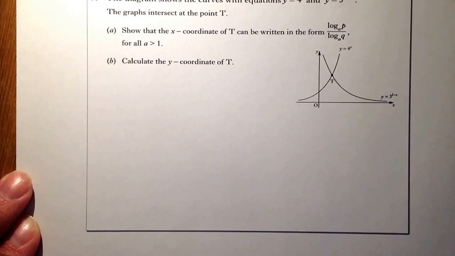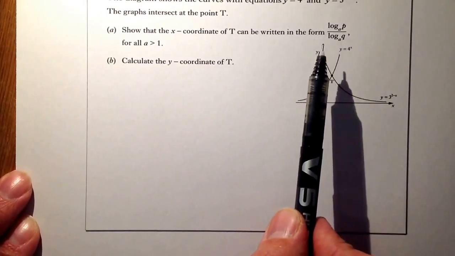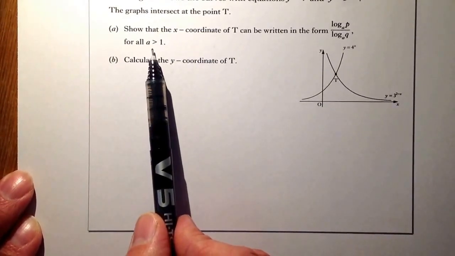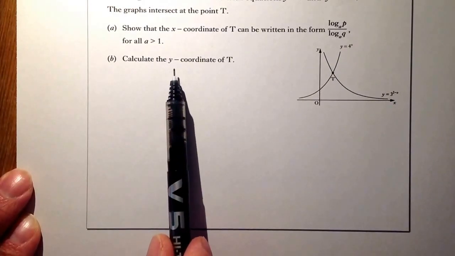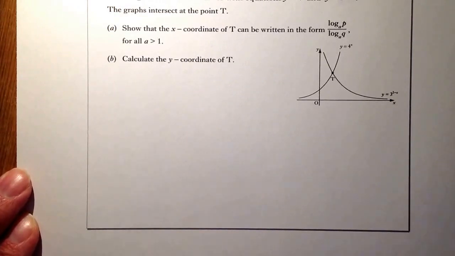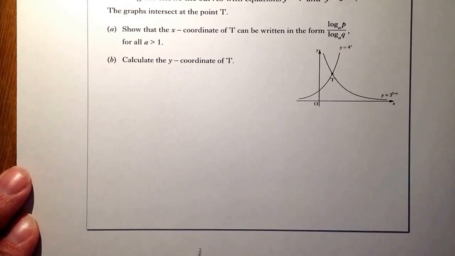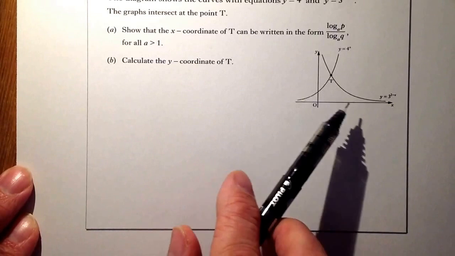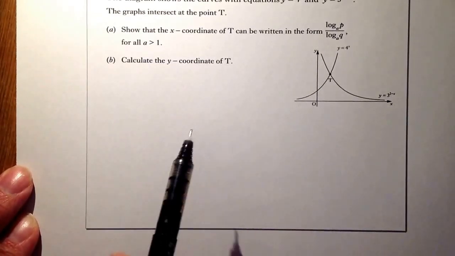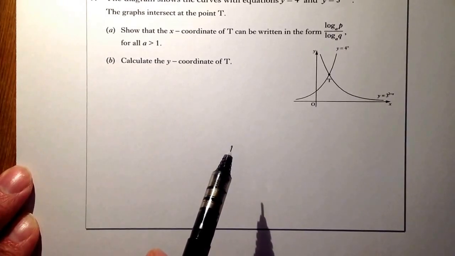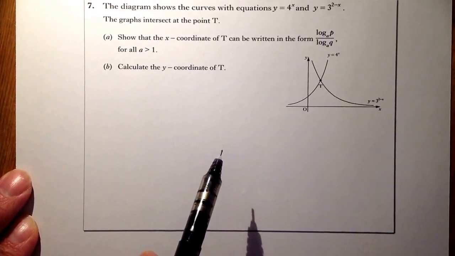Show that the x coordinate of T can be written in log form, for all a greater than 1, so the base. Part b: calculate the y coordinate of T. Right, let's go ahead and do this one. Usually, when we've got two curves or two lines crossing over, we'll try and solve them by simultaneous equations or making them equal to each other.